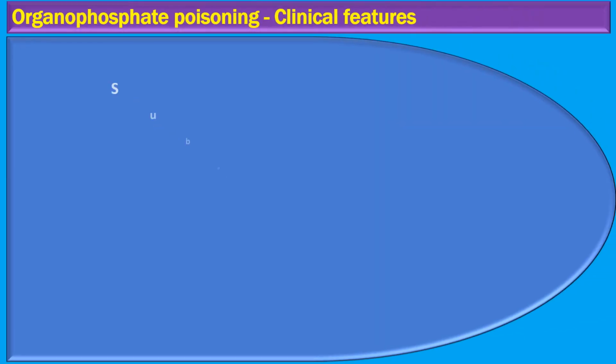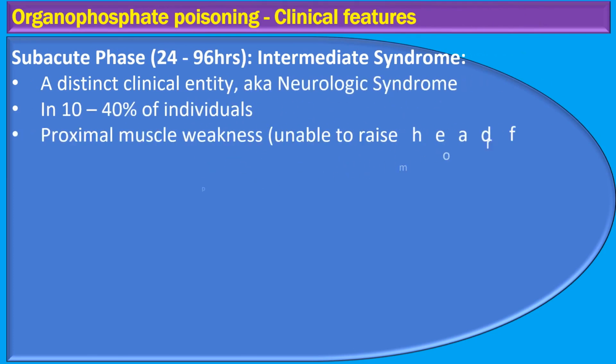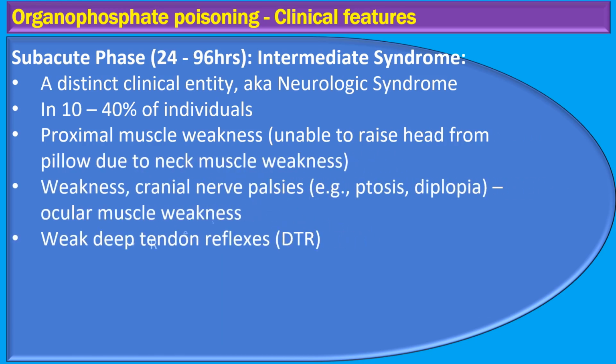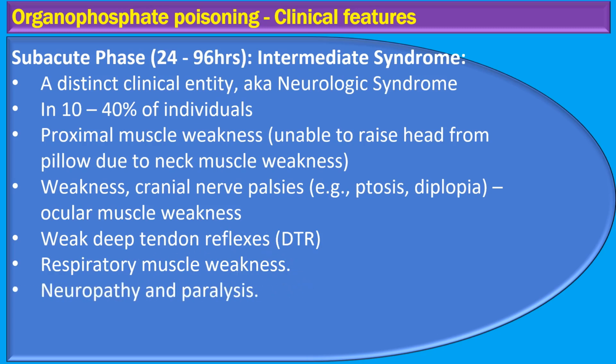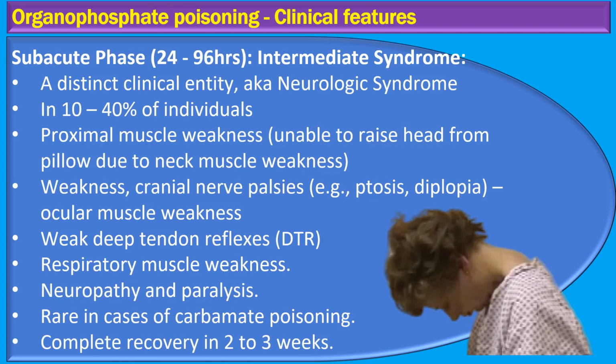We'll delve into a condition known as the intermediate syndrome, also known as the neurologic syndrome. This is a significant concern, as between 10 to 40% of individuals exposed to organophosphorus poisoning experience this distinct neurological disorder. It typically emerges 1 to 4 days following the initial exposure, after the acute cholinergic symptoms have subsided. The syndrome is characterized by several neurological symptoms. Patients may exhibit weakness in neck flexion, a reduction in deep tendon reflexes, abnormalities in cranial nerves, proximal muscle weakness, and even respiratory difficulties.